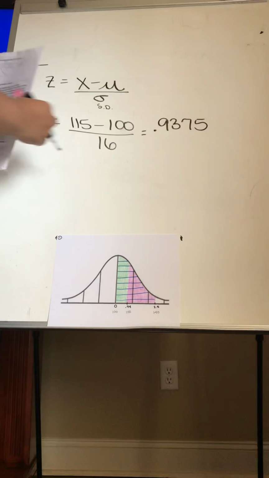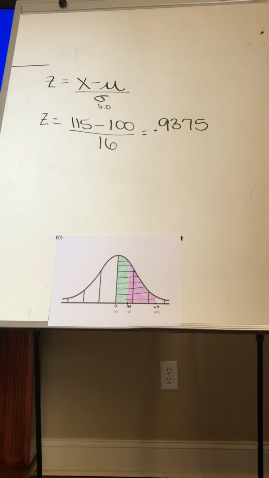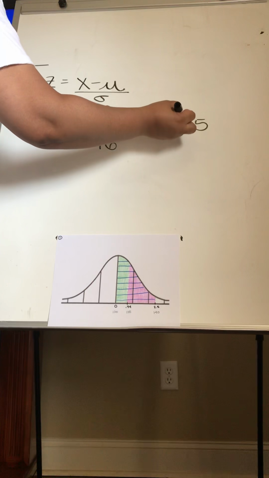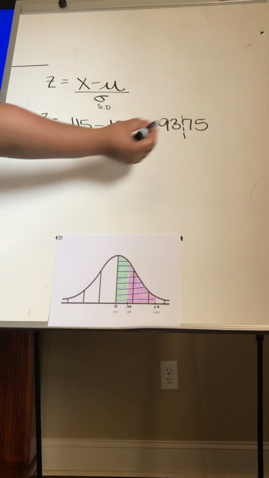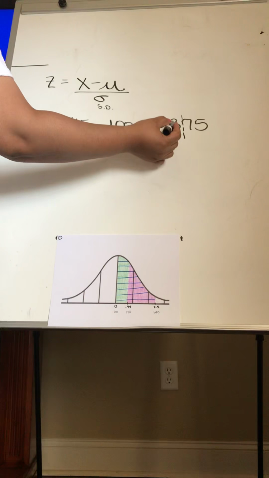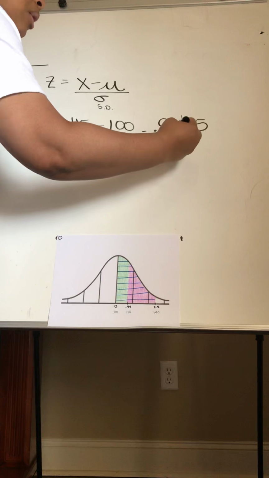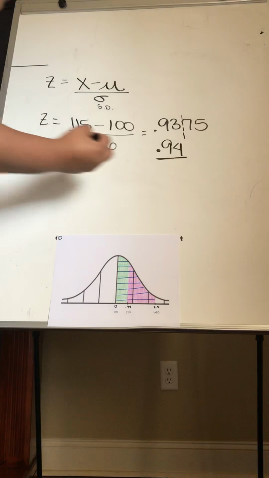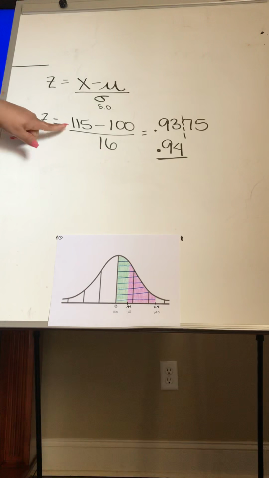0.9375. Now, if you notice with your table, the z-score column lets you know that you only have 2 numbers behind the decimal for z-scores. For areas, you have 4 numbers behind the decimal. So round to 2 numbers for z-scores. The 7 makes that 3 become a 4. So we have 0.94 as the corresponding z-score for 115.